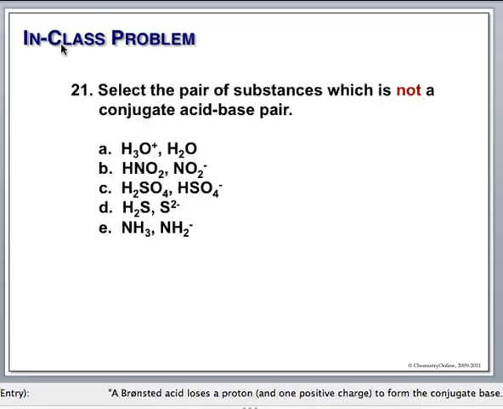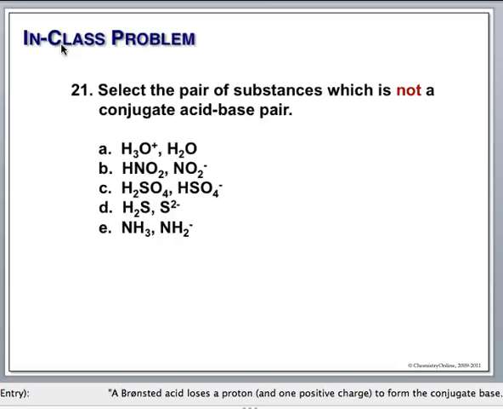Once again, which of these is not a conjugate acid-base pair? We saw a question very similar to this, and I gave that on the review. And then on the exam, I gave this one. Must be the same compound. They must differ by 1 hydrogen and a charge.